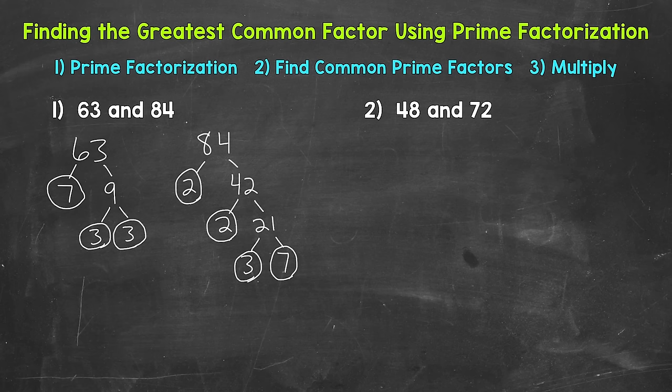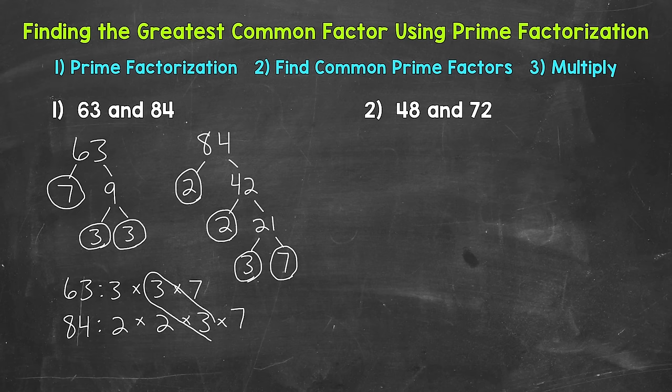Now that we have the prime factorization of both of those numbers, we need to find common prime factors, so prime factors that they share. Now I'm going to list the prime factors of each to make it easier to find the ones they have in common. So as far as 63, we have 3, 3, and 7. 3 times 3 times 7 equals 63. For 84, we have 2, 2, 3, and 7. 2 times 2 times 3 times 7 equals 84. Now we need to find any common prime factors. 3 is a common prime factor, and 7 is a common prime factor. So they have a 3 and a 7 in common.